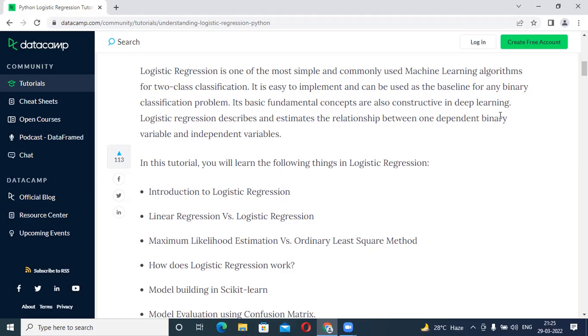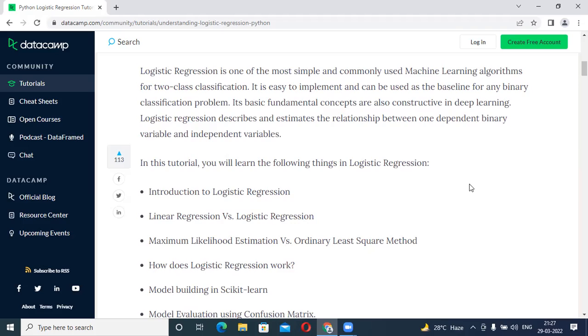Logistic regression describes and estimates the relationship. Regression means estimation, the estimated value of two things. So what is the estimation? It is the relationship between two entities or two variables, which may be dependent or independent. That is, X is dependent on Y or Y is dependent on X, or, in other terms, the two variables may be independent of each other. So logistic regression describes and estimates the relationship between one dependent binary variable and the independent variables.